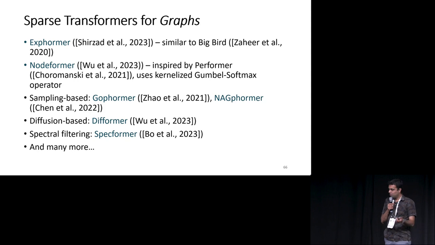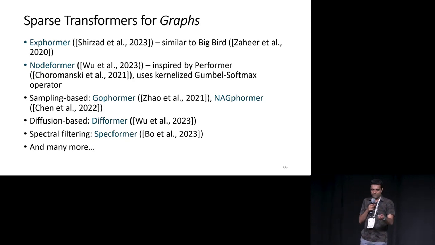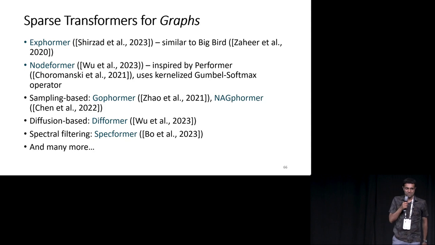Turns out you can do a variety of techniques for graphs as well, and these have popped up over the last 2 years, basically. So Xformer, NodeFormer, GoFormer, pretty much combine whatever you want with former, and probably there's some paper with that name.